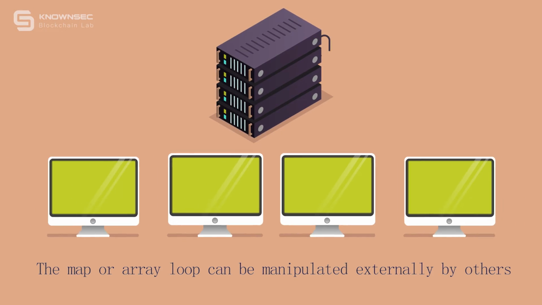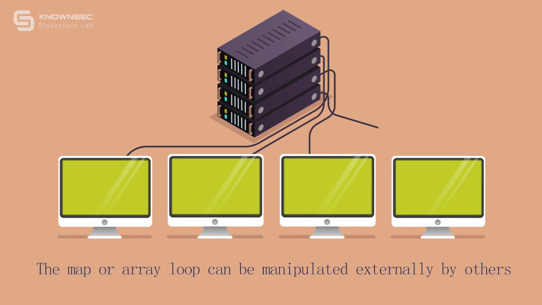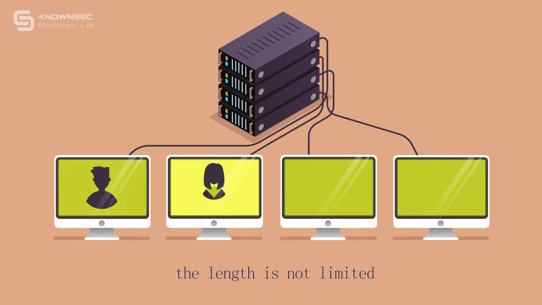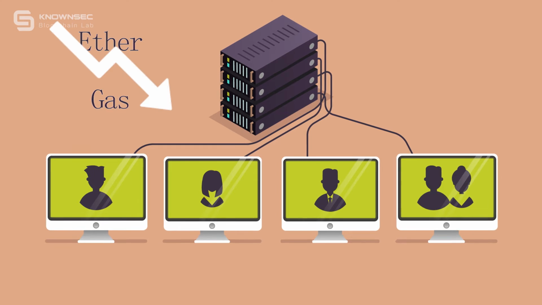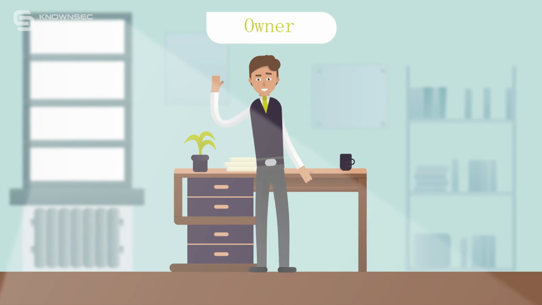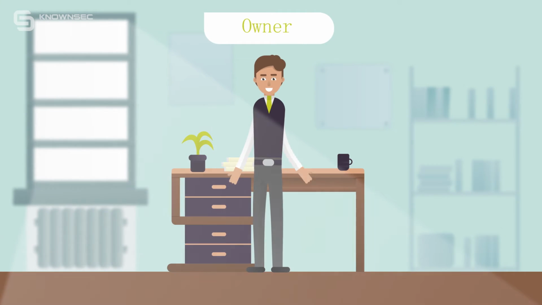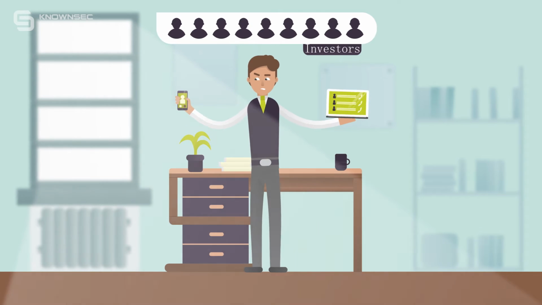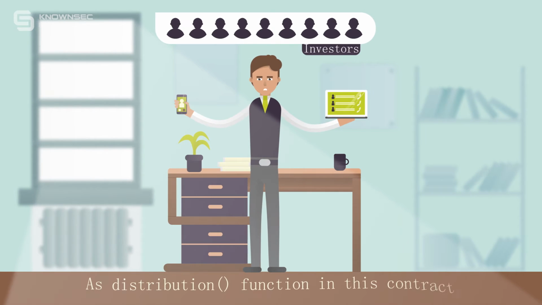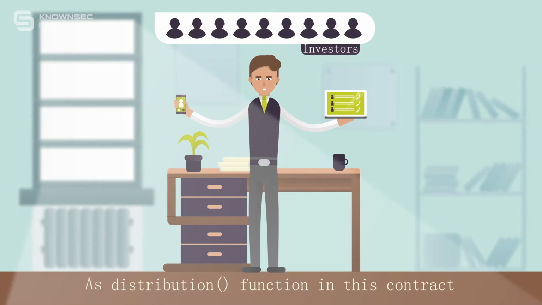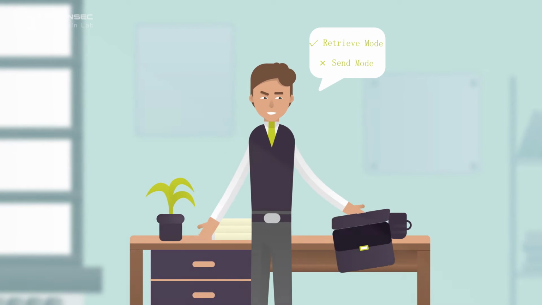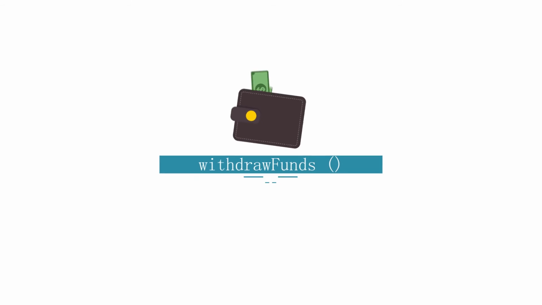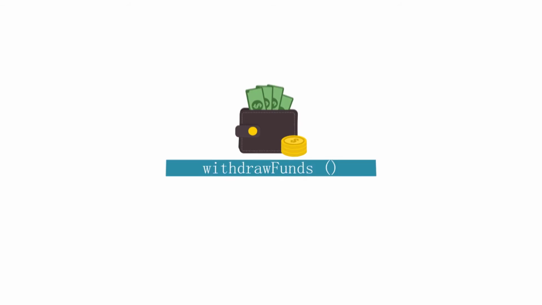Since the map or array loop can be manipulated externally by others, the length is not limited, causing ether and gas to be consumed and making the smart contract inoperable. This typically occurs when the owner and its investors allocate tokens in a smart contract, as in the distribute function in that contract. In this case, it is advisable to use a retrieve mode rather than a send mode and to retrieve your tokens by using a withdraw funds.